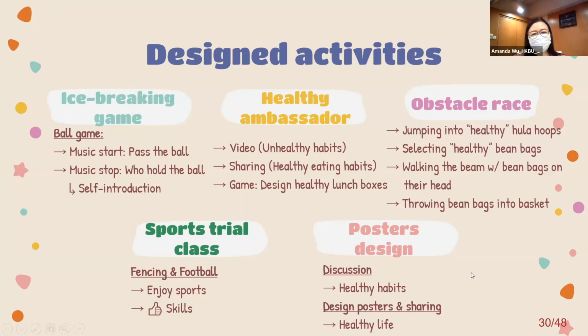For the obstacle race, there are 4 major parts, including jumping into heavy hula hoops, selecting heavy beanbags, walking the beam with beanbags on the head, and throwing beanbags into a basket. For the sport trial class, there are fencing and football classes for children to enjoy different types of sports and master practical skills like hitting and kicking. For poster design, children discuss healthy habits like eating more vegetables and drinking more milk. Then they design posters and share how to maintain a healthy life.